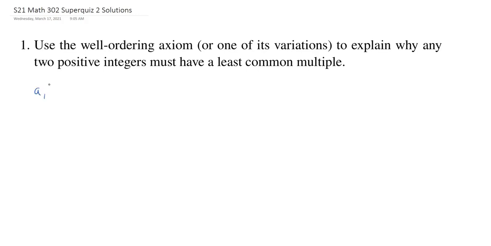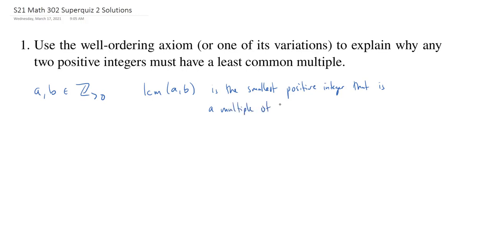So if I have two positive integers, a and b, the least common multiple, which we denote by LCM of a and b, is the smallest positive integer. Of course, if we don't say positive, then we might jump into the negatives, and that's not what we're looking for. The smallest positive integer that is a multiple of both a and b. Okay, and the claim is that amongst all such positive integers, there is a smallest one, and we want to use the well-ordering axiom to justify that statement.